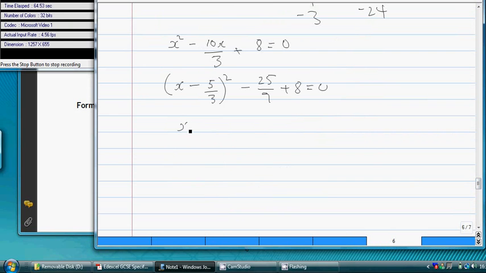So x minus 5 over 3 squared. What do I do next? Well, I cross those over, so it's going to be minus 8, add 25 over 9. Now I can see something there. What do you notice there? That you can cancel. Well, this is going to be a minus answer.